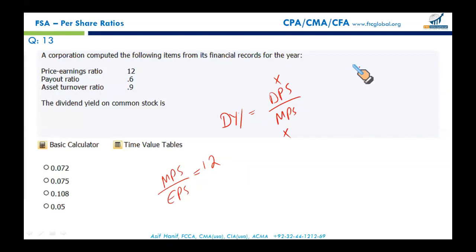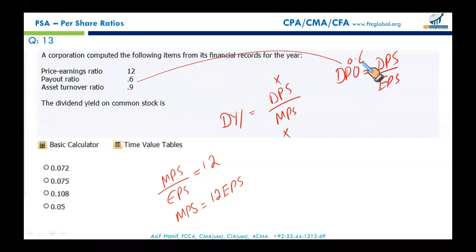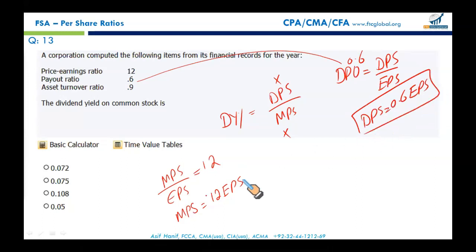Payout ratio is 0.6. What is payout ratio? The dividend payout ratio is equal to dividend per share upon earning per share. So if you simplify this version of the equation, market price per share is 12 times EPS. And if you plug in the dividend payout ratio, which is 0.6, what you have is the dividend per share is equal to 0.6 times EPS. Fantastic. These two will serve as the inputs in the formula here, and you get your answer.